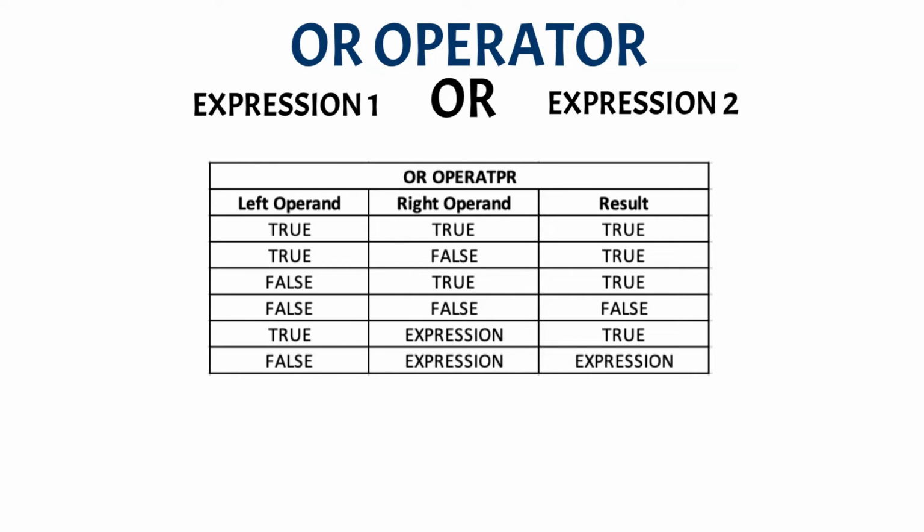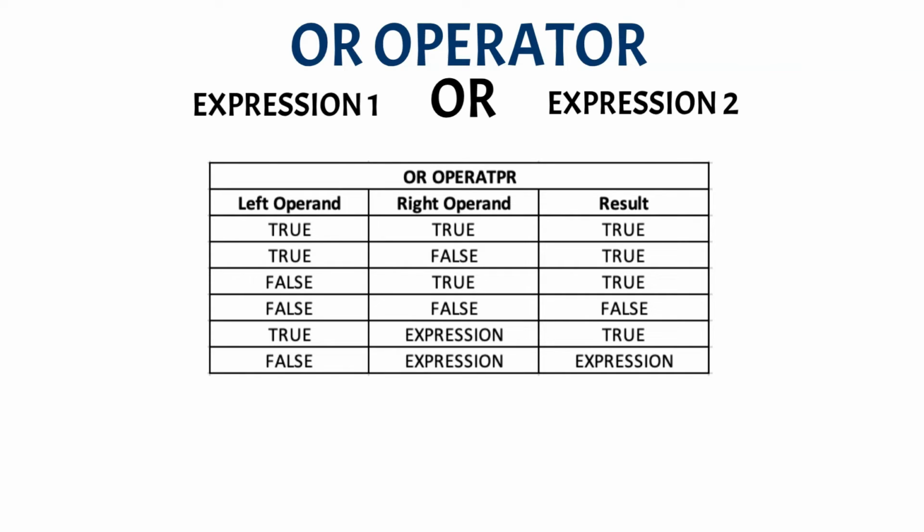Operand 1 means the expression on the left side, and operand 2 means the expression on the right side. If the expression on the left side is true and the right side is true, then you will get the result as true. If the left expression returns true and the right expression returns false, then you will get true as the output. Similarly, if your left expression is false and the right expression is true, then you will get the result as true. And if both expressions of your OR operator on both sides are false, then you will get false as the output for the logical expression.